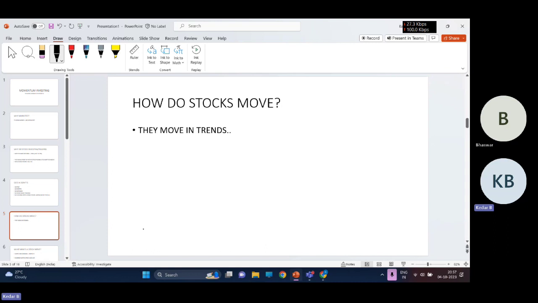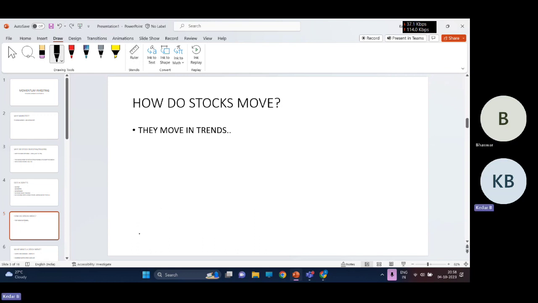So how do stocks move? Basically there are three trends. One is the uptrend, the second one is the sideways trend, and the third one is a downtrend. So how do stocks move in an uptrend? What most people think is that stocks would move like this when they're going up, or when they're falling, they'll fall like this. This is totally a wrong concept.